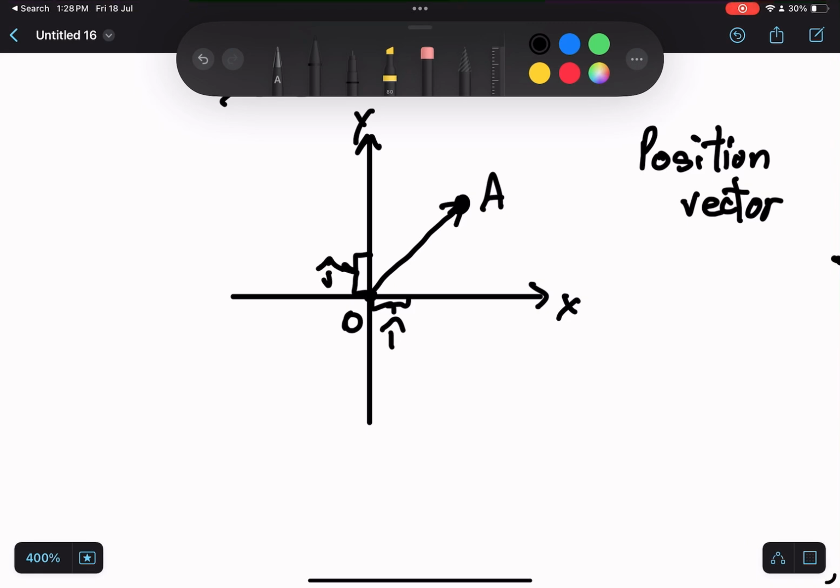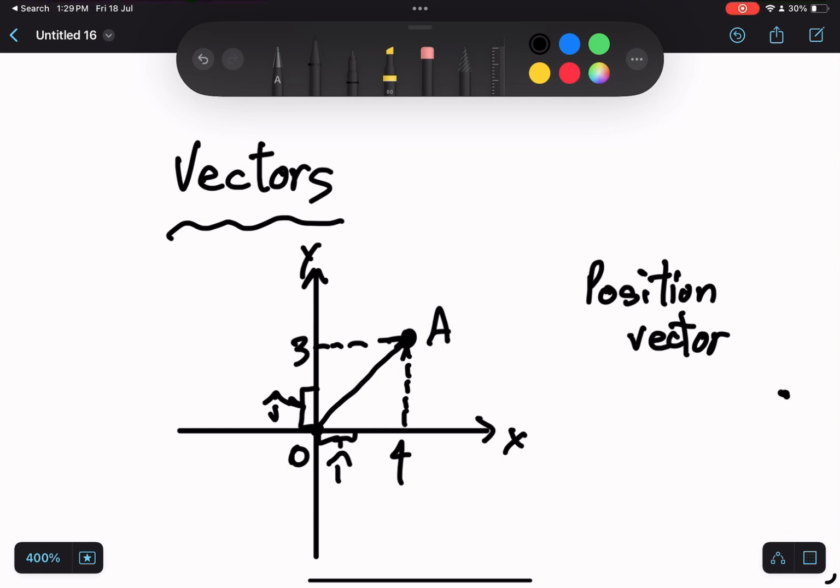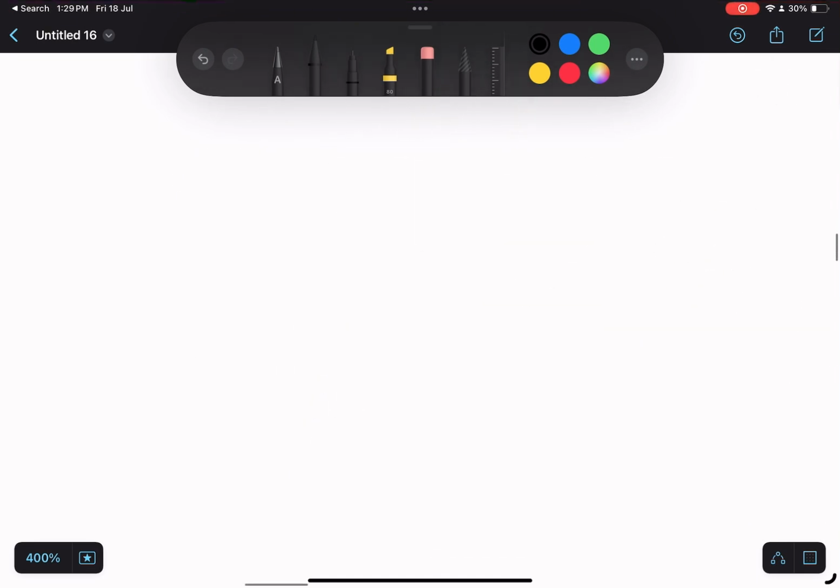So, if we define A's x-coordinate to be 4 and its y-coordinate to be 3, we can also define A as the vector 4i hat plus 3j hat. Like that, we have defined our first vector. So now, let's go to our next part.